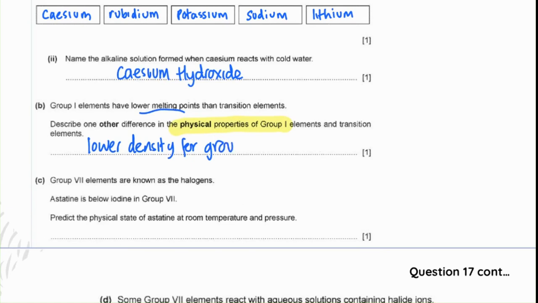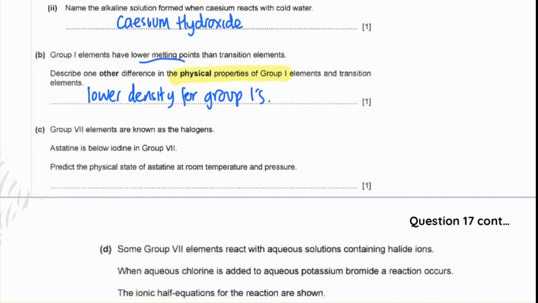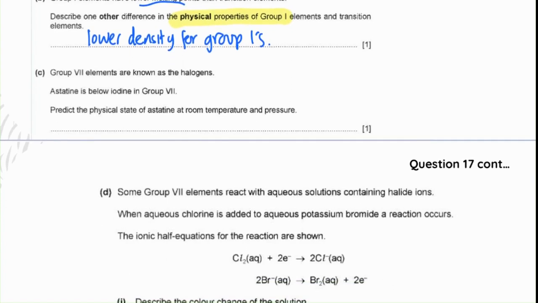group 1s. Notice how I've added "for group 1s", because if you say lower density, the examiner doesn't know whether you mean that the transition elements have a lower density or the group 1s have a lower density. So you must quantify which one has the lower density in a comparison, or which one has the property in a comparison question.